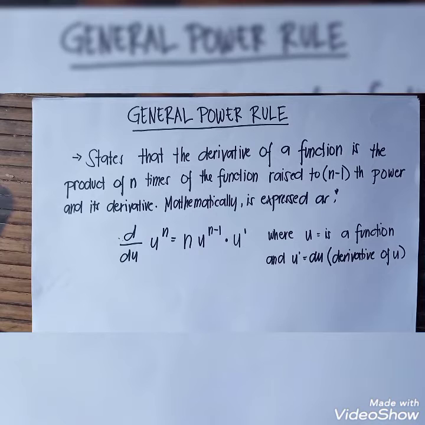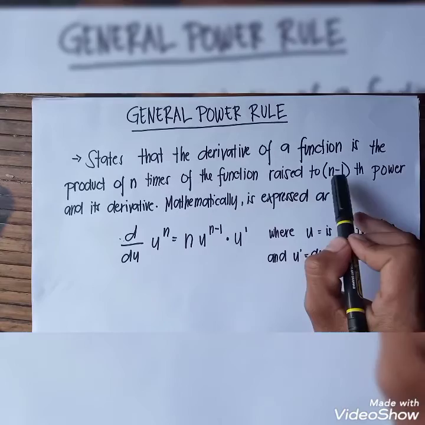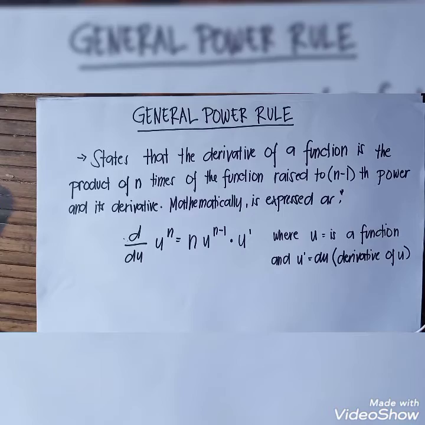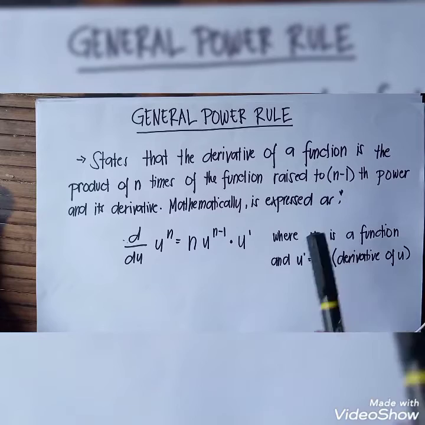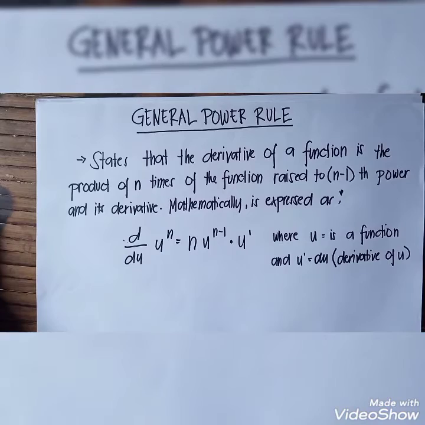So let's now proceed with the general power rule. The general power rule states that the derivative of a function is the product of n times the function raised to the n minus 1th power and its derivative, mathematically expressed as the derivative of u raised to n with respect to u is equal to n times u raised to n minus 1 times the derivative of u, where u is a function and u prime is equal to du, or the derivative of u. The general power rule also uses the concept of the chain rule.